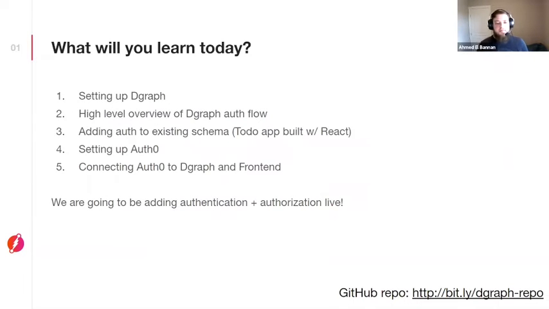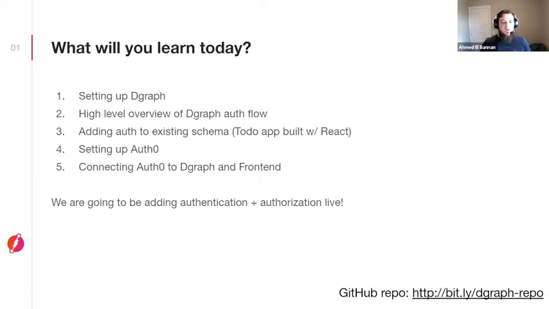So what are you going to learn today? Number one, we're going to set up Dgraph. We're going to be using Dgraph as our GraphQL server and our database, so we need to know how to set that up. I'm going to give you a high-level overview of the Dgraph auth flow. I'm going to show you how to add auth to an existing schema, which is a to-do app built with React. It's included in the repo that you can see in the bottom right. That repo includes the to-do app, everything you need to get Auth0 working with Dgraph, and it'll also include the finished product after we finish this webinar.